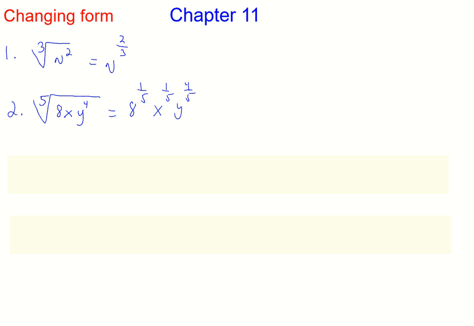Okay. The reason that's not best is the 8 is factorable into a 2 cubed. And it is better to say 2 to the 3/5, x to the 1/5, y to the 4/5. That's the better answer. Now, some teachers want you to factor any numbers.